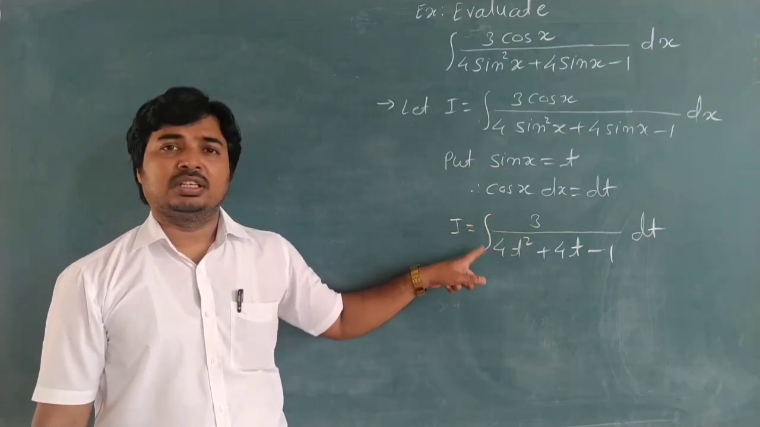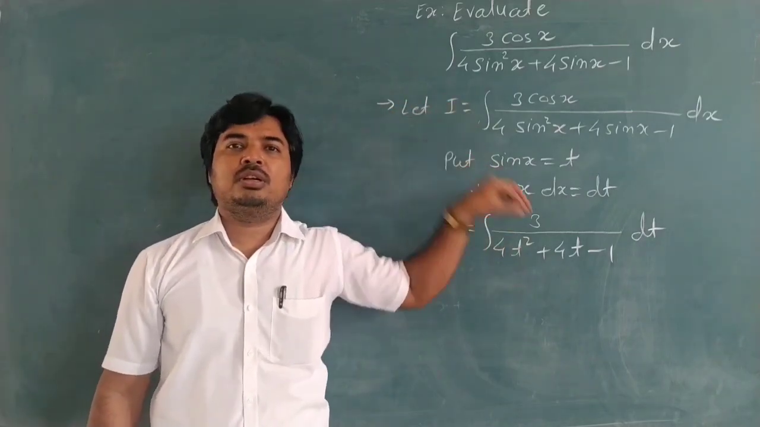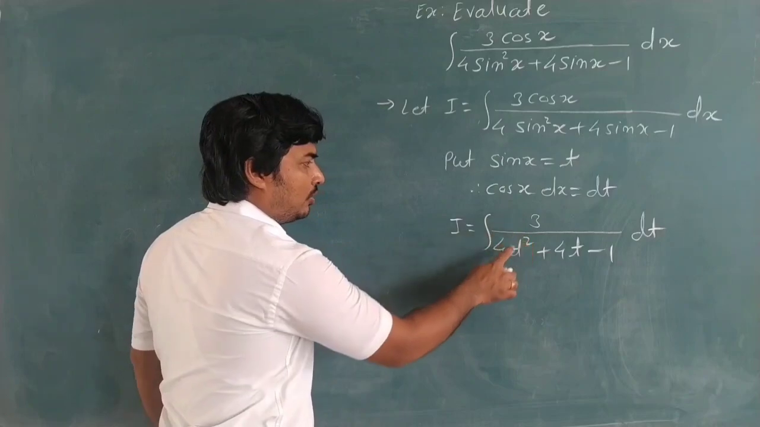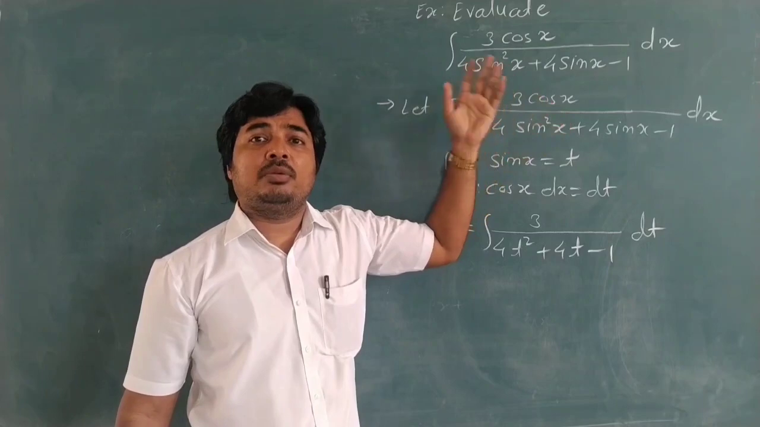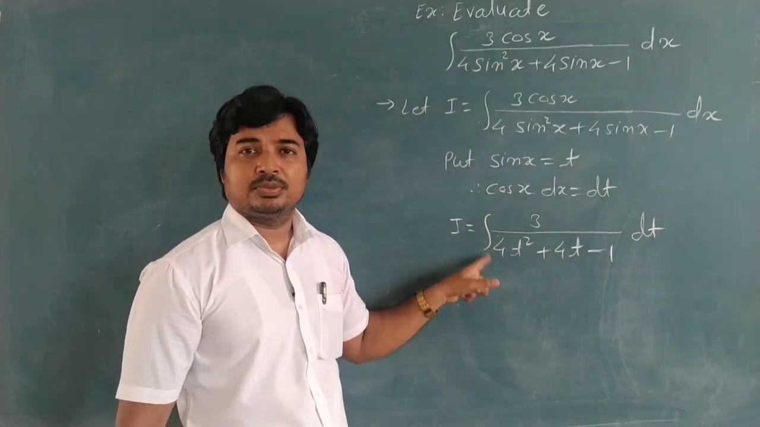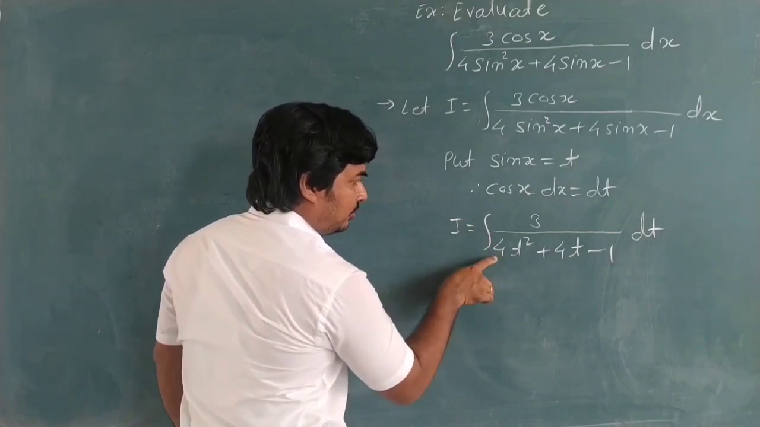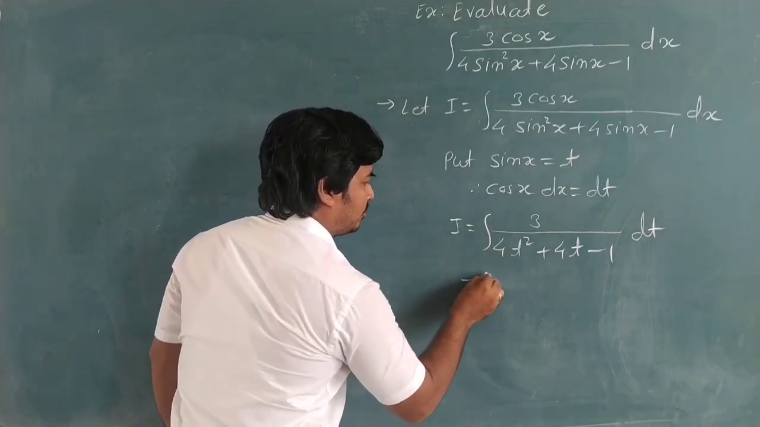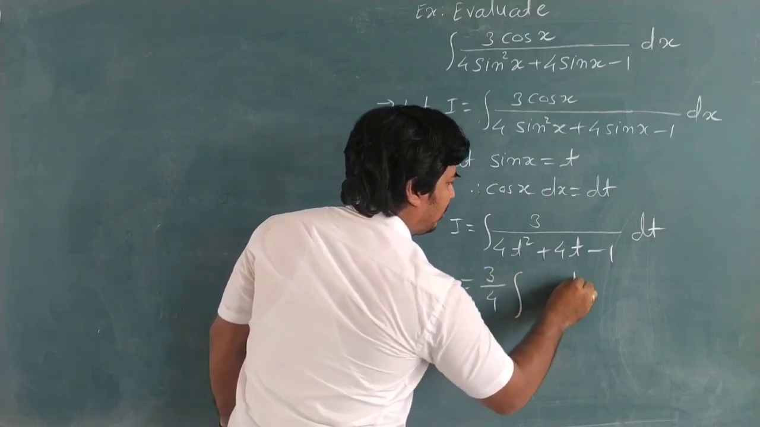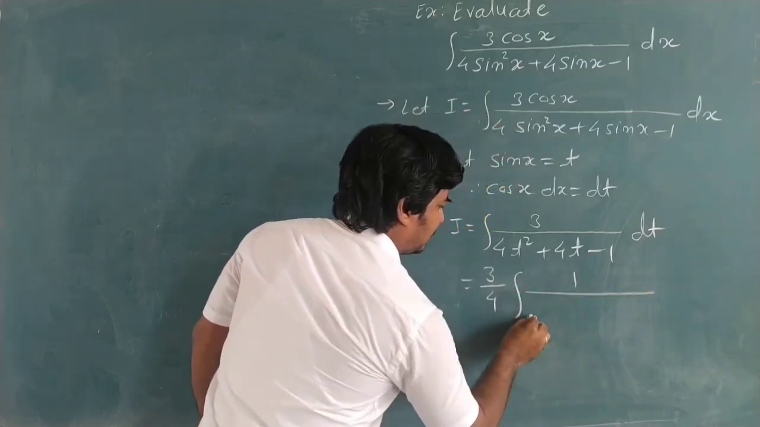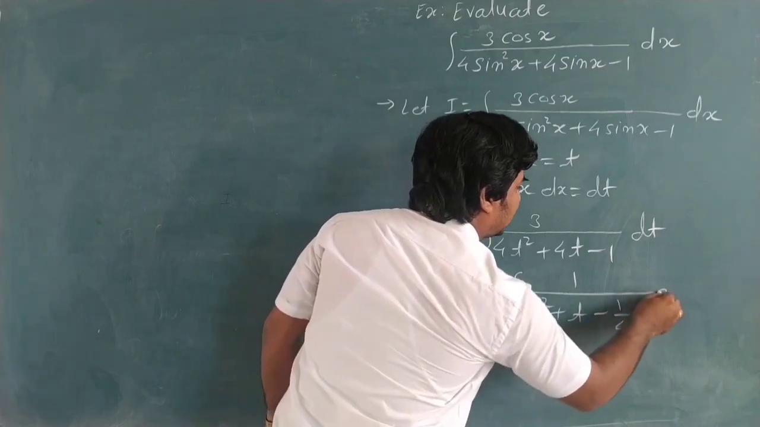Here 3 is outside the integral, it is 1 upon a quadratic function, and this integral we can solve by using the completing square method. Here this problem is not in our type, but after substitution it is in the type. Now 3 gets common, and for completing the square, the coefficient of t square is 4, so 4 is also outside. In the numerator there is 3 and in the denominator there is 4. Therefore, the integral of 1 upon t square plus t minus 1 by 4 dt.